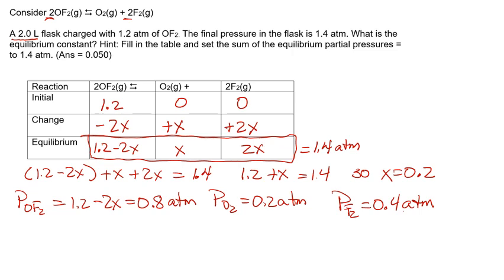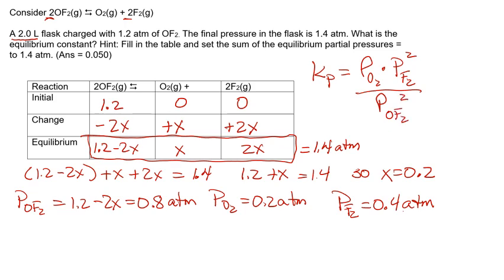Now I can figure out my value for Kp. So let's first write the expression here. Kp is equal to, oh, I've got to write that as the correct thing here. Let me see if I can erase it. All right, hopefully we did this. I have to write P, remember that? So I have to write PO2 times PF2, it is squared, over POF2, which is also squared.